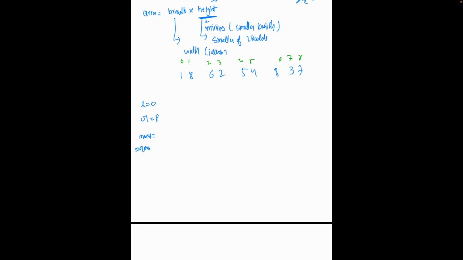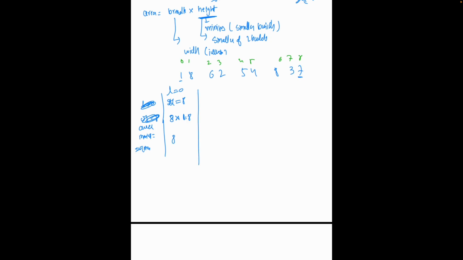So when L equals 0, R equals 8, what we're going to do is take the minimum of these heights, and then calculate the area, and then the max area. Yeah. L equals 0, R equals 8. Area will be 8 cross 1, where 8 is the width and 1 is the height, so this will be 8.